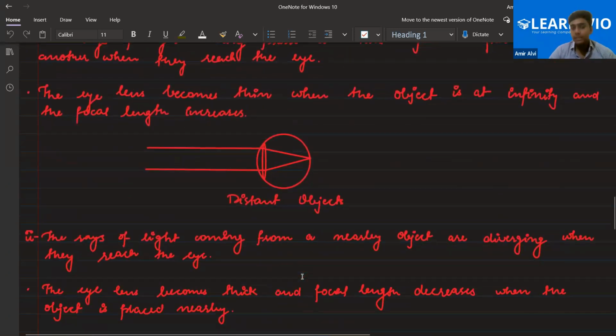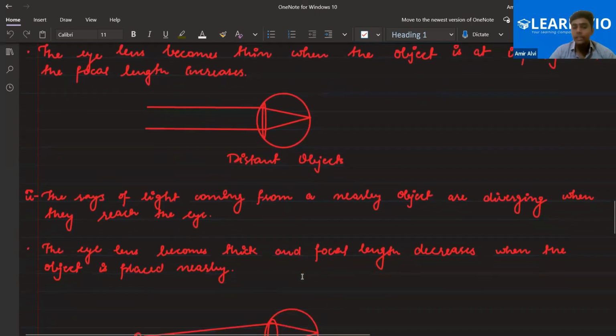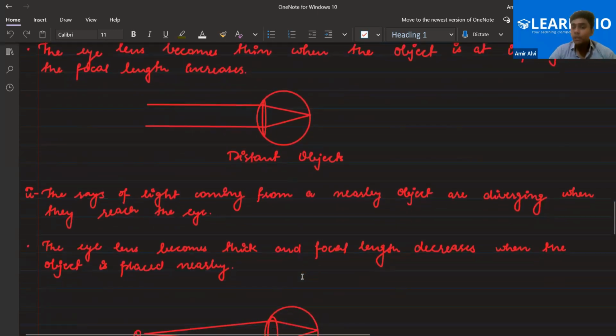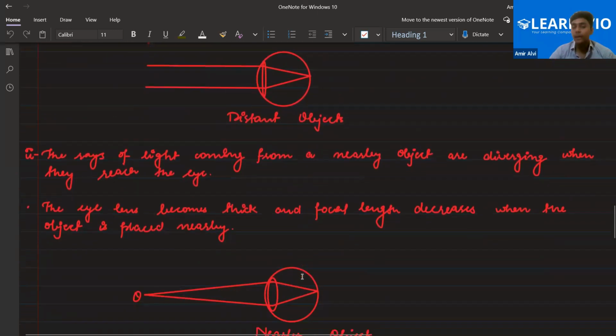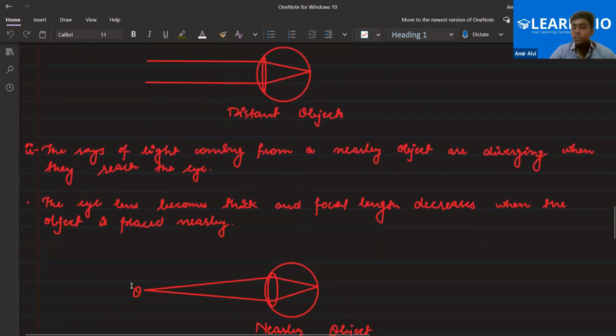Next thing about the eye, for a nearby object, is that the rays of light coming from nearby objects are diverging when they reach the eye. So whenever the light originates from a nearby object, the light rays would be diverging. Clear? And that's how they will reach the cornea and will merge at the retina. So the eye lens will become thick in this process and the focal length decreases. Clear, everyone? Yes. That's great.